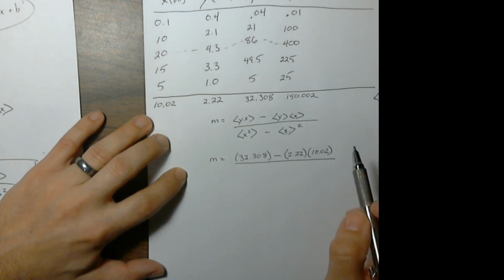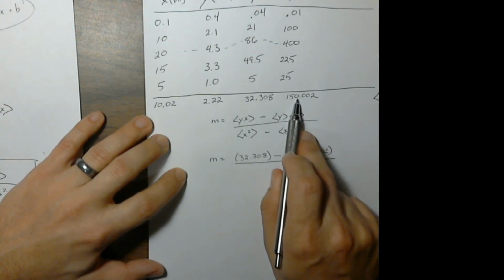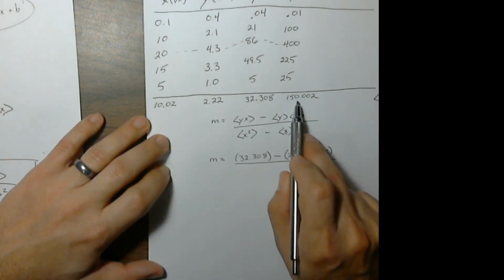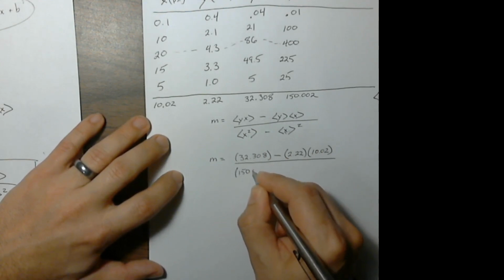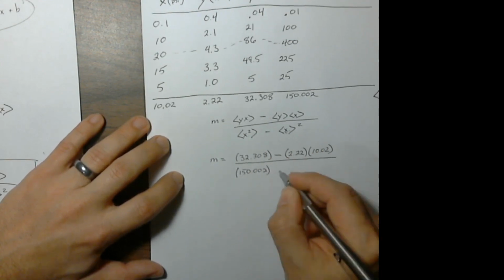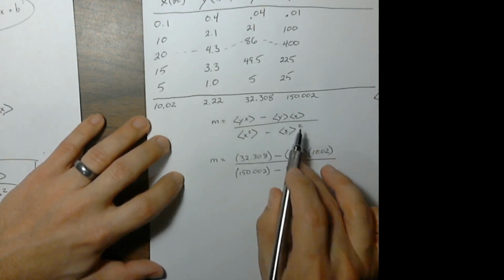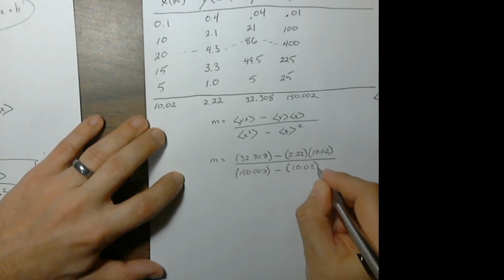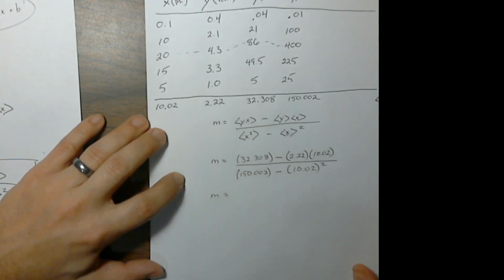And all right, now we need the expected value for x squared. That's here. Do not use this squared. No. Use this, right? So this is going to be 150.002 minus, now we need the expected value of x squared, right? So here we go. 10.02 squared. All right, so what is m? Calculator.